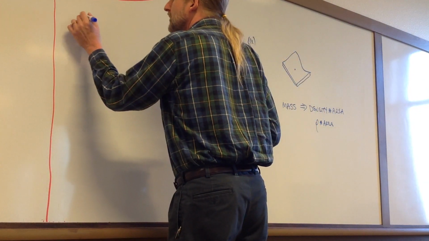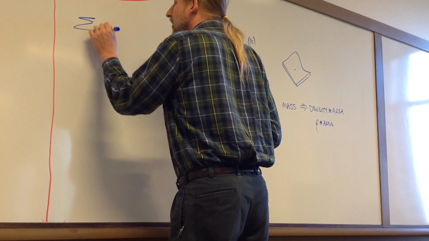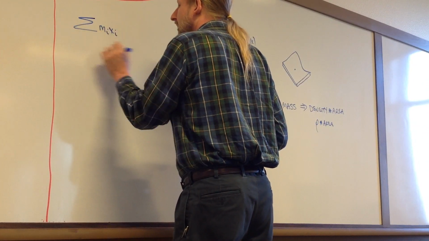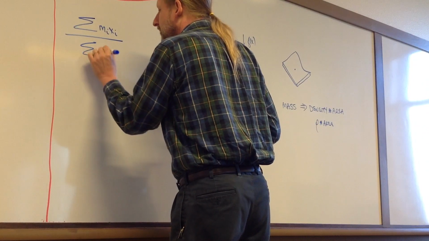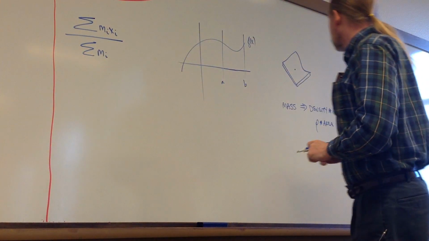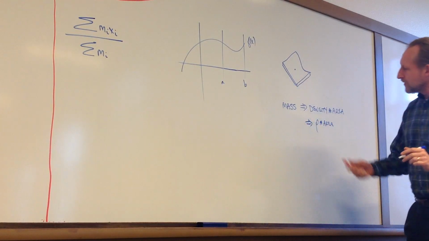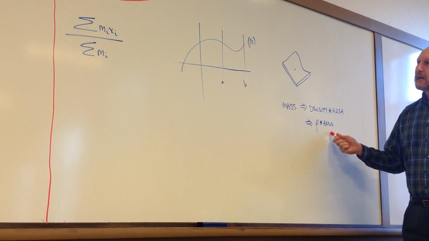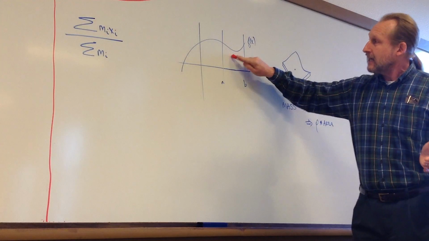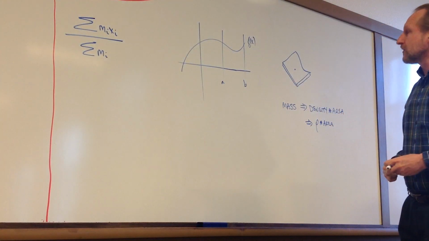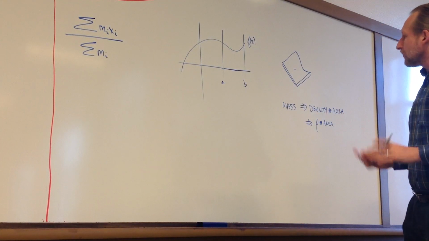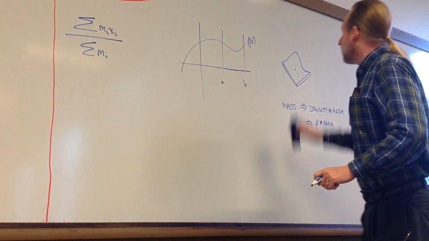Okay, so first off, the idea here is that we're going to be doing the same thing. We're going to be doing the sum of the mass times position divided by the sum of the mass. So, like I was saying, in place of the mass, we're going to be using density times area, and the area is just going to be the area under the curve. Okay? So, let's work our way up to that.